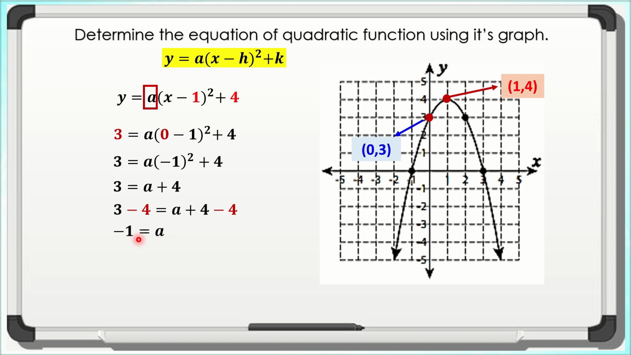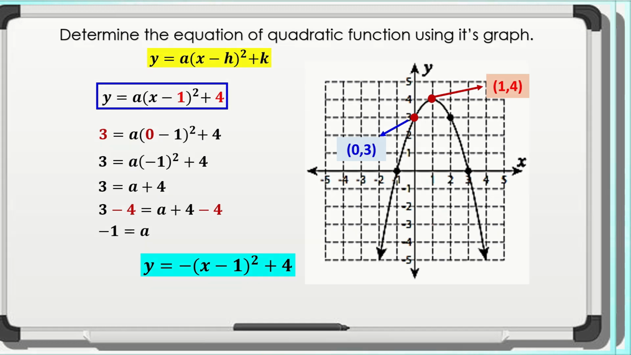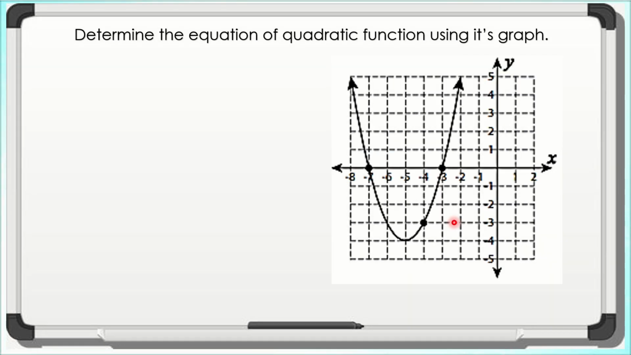Now that we know the value of a, substitute it into our equation. From here, it will be y is equal to negative the square of x minus 1 plus 4. And this one is the equation of this graph. If you notice, our a is negative, so the graph opens downward. Let us see our third example.